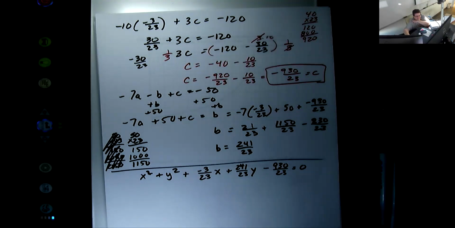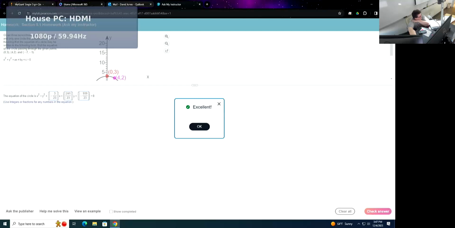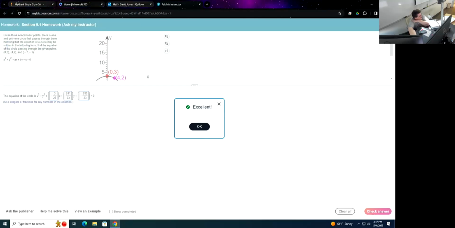Wow. That was shitty. Could they have given you numbers that like worked well? No. They made that horrible. But it was it. -3 over 23, 241 over 23, and -930 over 23. That was horrible.